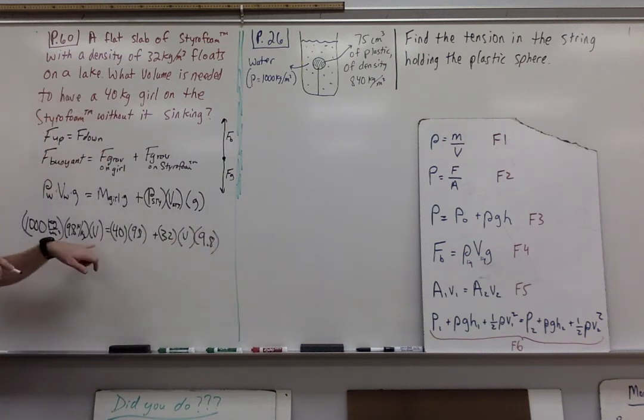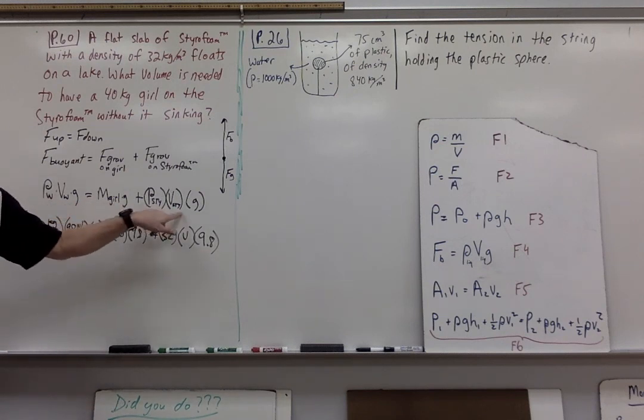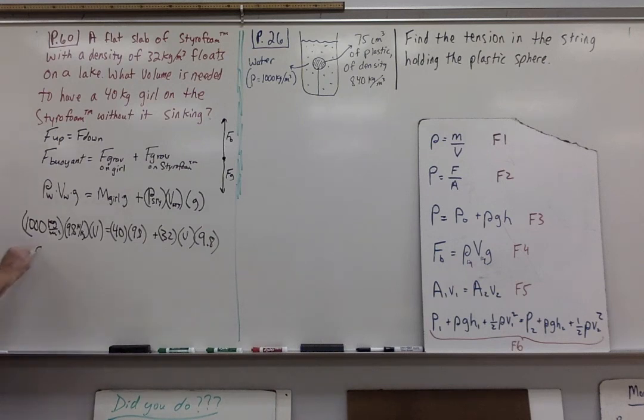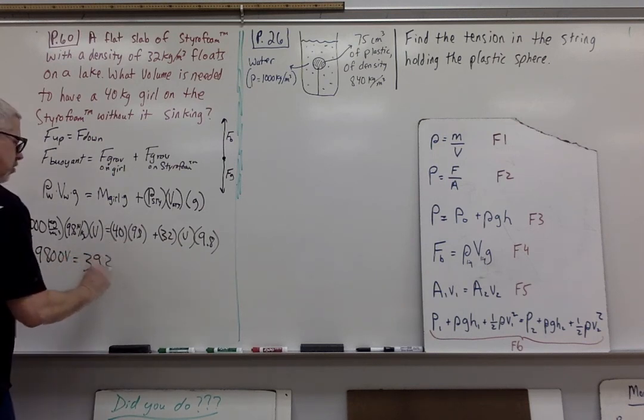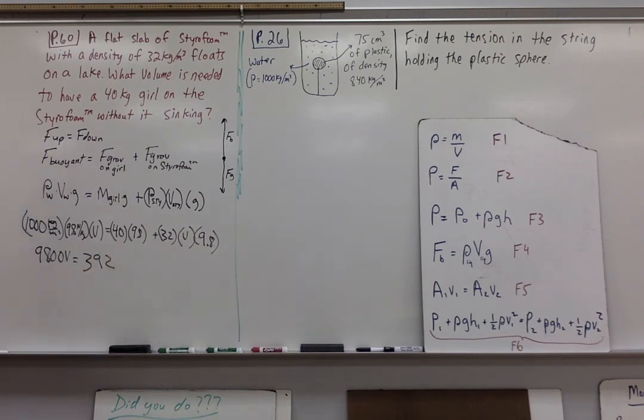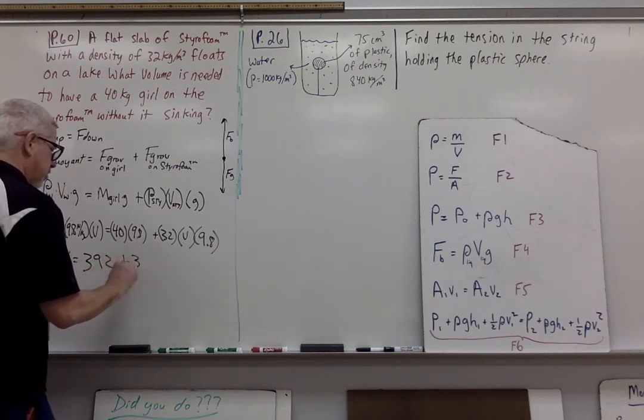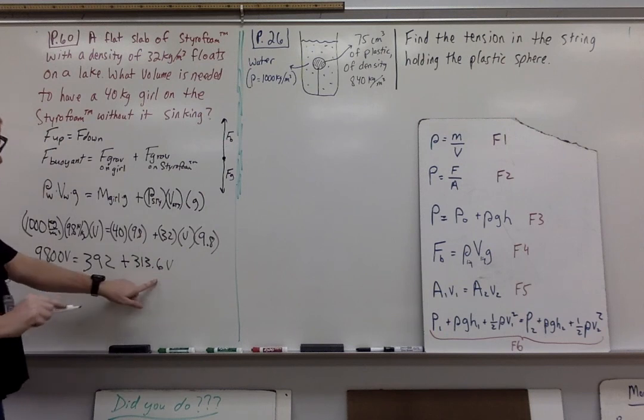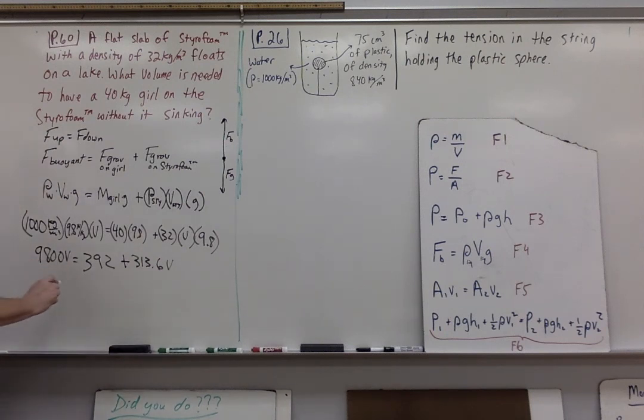So I've got an unknown over here and an unknown over here, but since the volume of the water displaced equals the volume of the styrofoam, it's the same variable. So I get 9,800 V. 40 times 9.8 is 392. 32 times 9.8, it's a little less than 320, 313.6. Then I algebraically subtract it from both sides, and I get that the volume is going to be quite small in this case, 0.041 cubic meters.